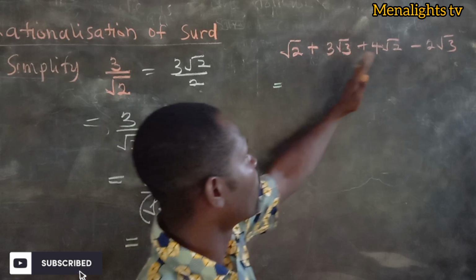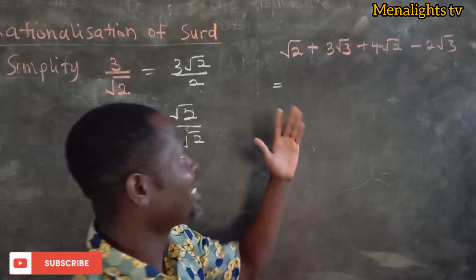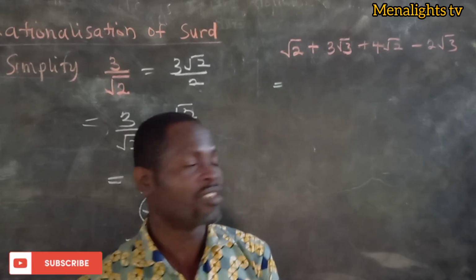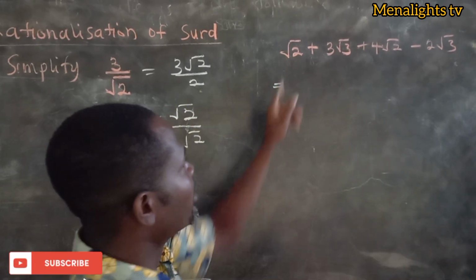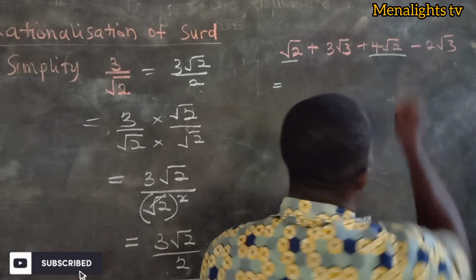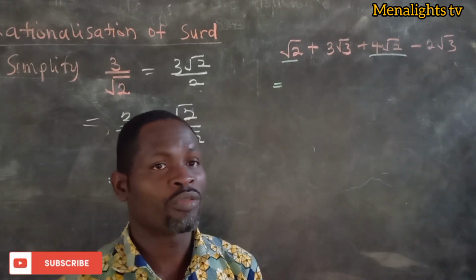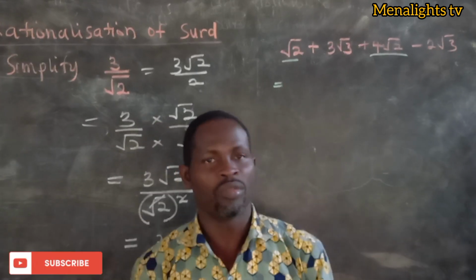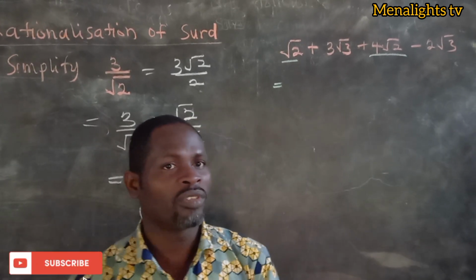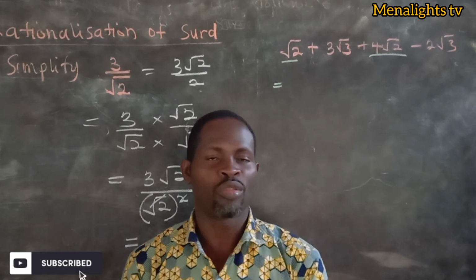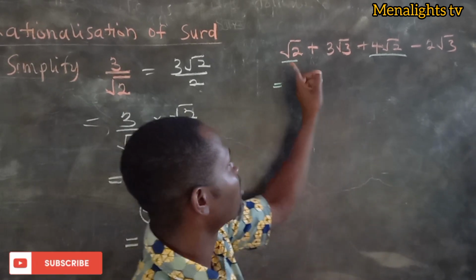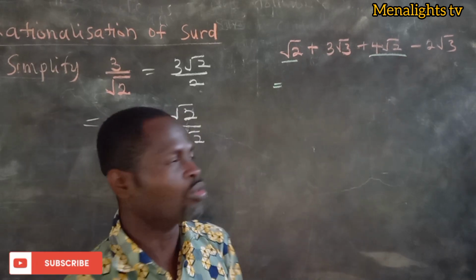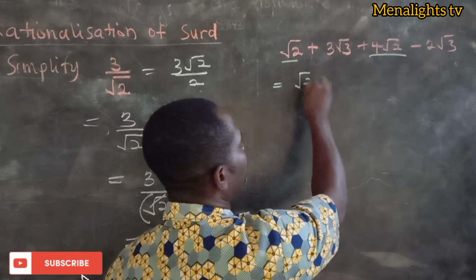So we have another example here. This one you have to simplify. By looking at it, it's about addition and subtraction of surds. So when you look at this, we have root 2 here, and then we have 4 root 2. We can only add root 2 to root 2, or we can only subtract root 2 from root 2. We can subtract root 3 from root 3, or add root 3 to root 3. So this is root 2, and this is 4 root 2.